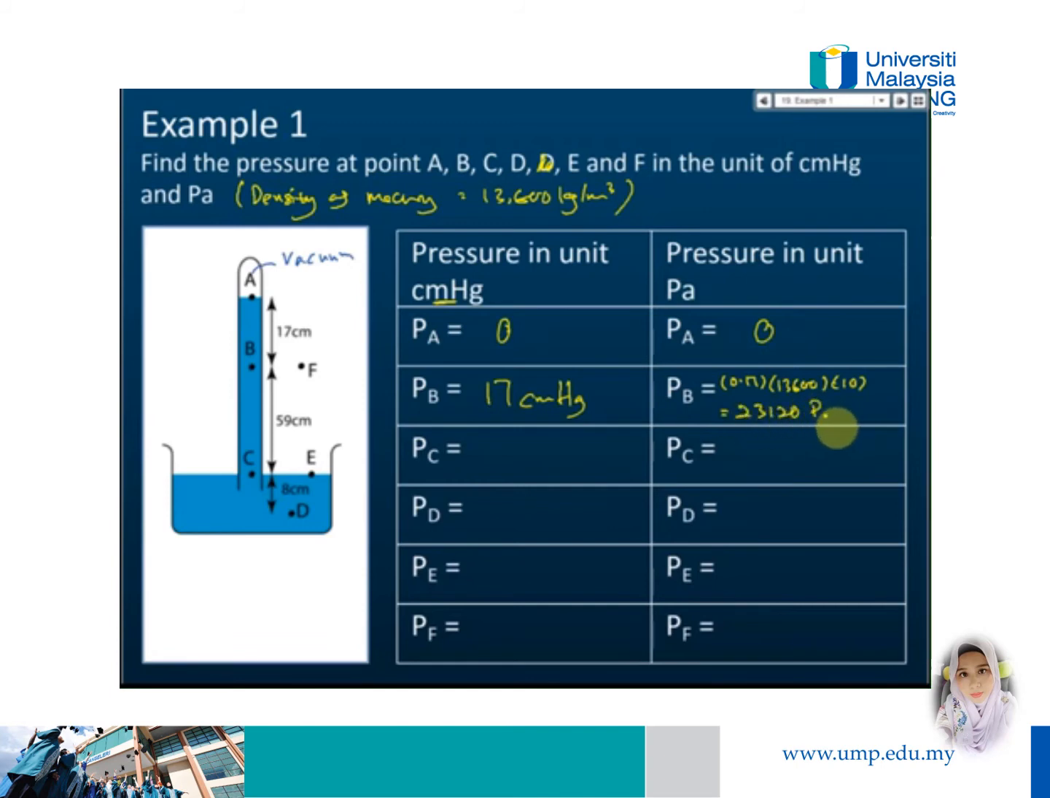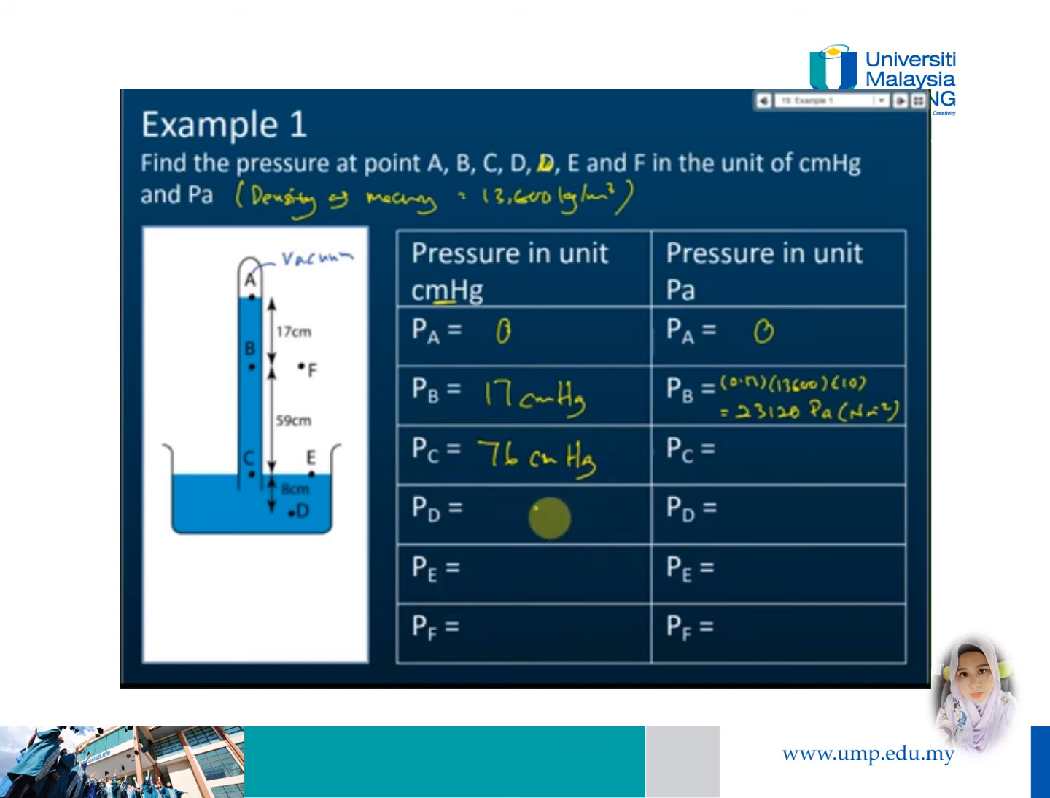23120 Pascal, or Newton per meter square. Then how about C? What's the pressure at C? C is 17 cm plus 59, the length of the column. 17 plus 59, so it's 76 cm mercury. How about D?